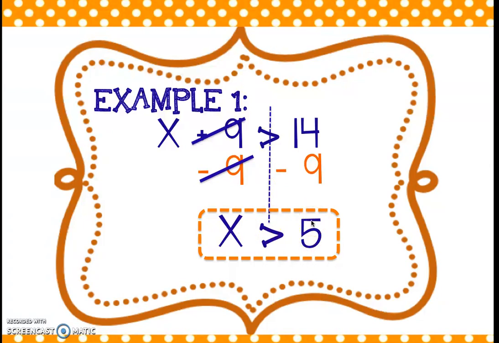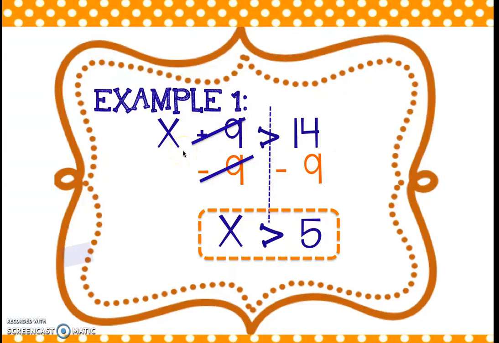Okay, so in your solution set, 6 would make this inequality true. Is 6 greater than 5? Yes. 7, 8, 500. Any number that is greater than 5 could make this inequality true.